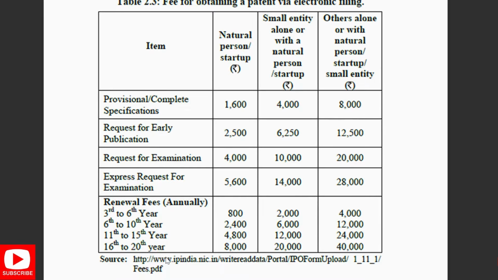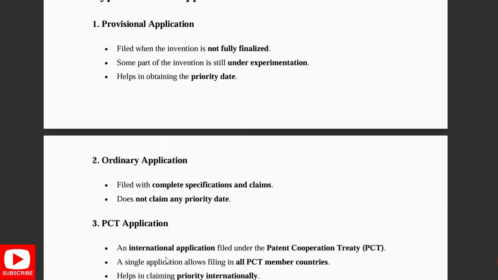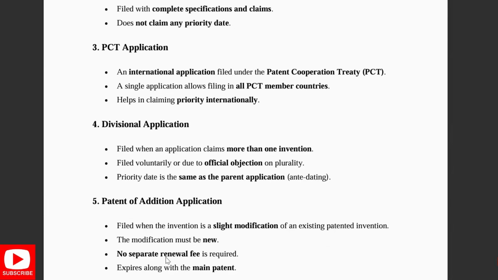Types. First is provisional application. It is filed when the invention is not fully finalized, some part of the invention is still under experimentation, and it helps in obtaining the priority date. So this is called provisional application. Ordinary application means it is filed with the complete specifications and claims and does not claim any priority date. PCT application, that is Patent Cooperation Treaty, is filed under that. A single application allows filing in all the PCT member countries, so it helps in claiming the priority internationally.